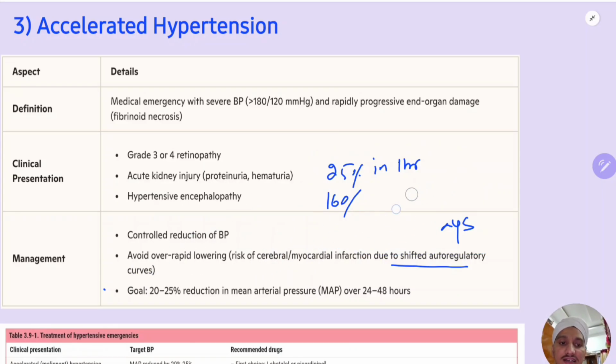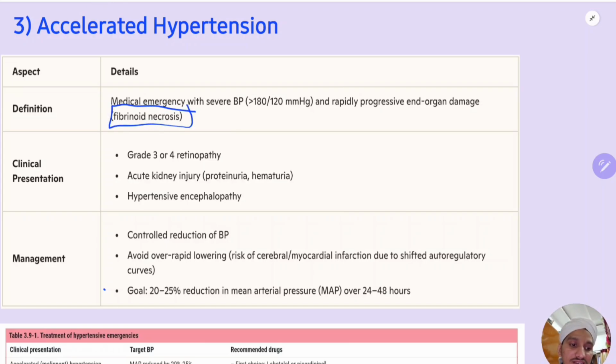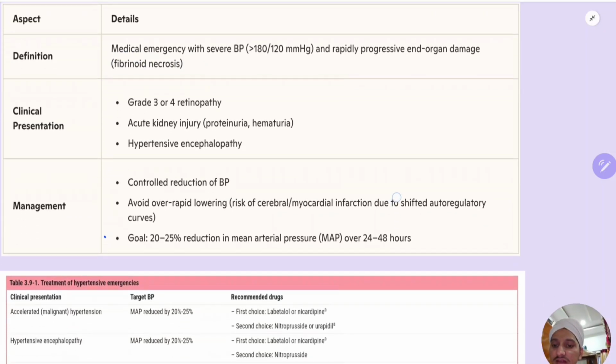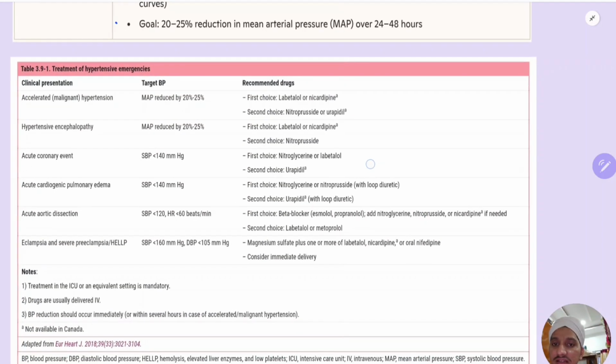What is the reason for accelerated target organ damage? There is accelerated fibrinoid necrosis of the small vessels. Small vessels are present everywhere, so because of the fibrinoid necrosis of the small arteries, the organs are damaged at a faster rate. That is the mechanism. This is a table from McMaster Medicine. The target can differ; we discussed all those things in yesterday's video. So just have a look at this.